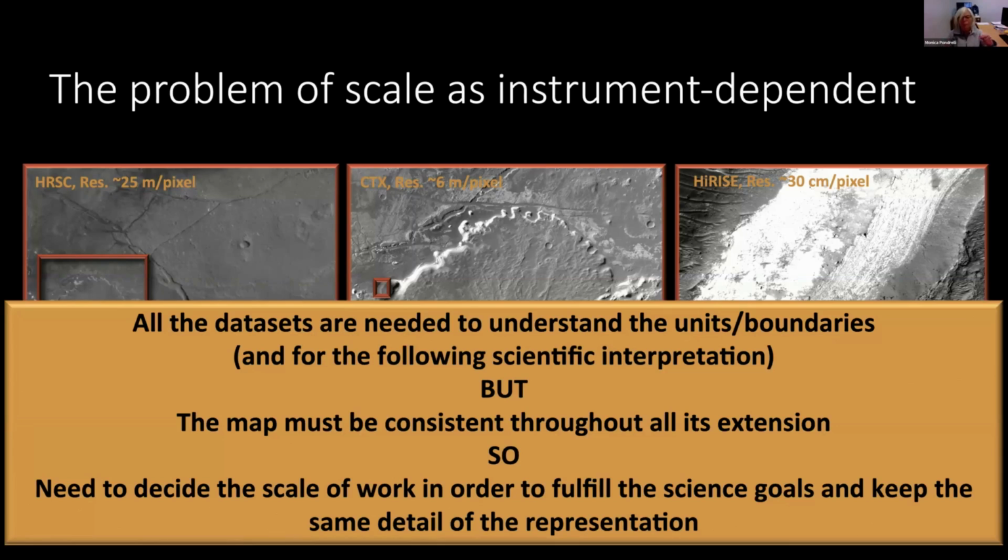But at the same time, we have to remember that in our map, we really need to be consistent throughout all of its extension. So when we select the scale of work that we need for what we want to convey for our science goal, we need to keep this scale consistency. To be more clear, we cannot map at HiRISE scale if HiRISE does not cover all of our study area, which is normally the case. But of course, we need to use HiRISE images to better understand and describe the units.